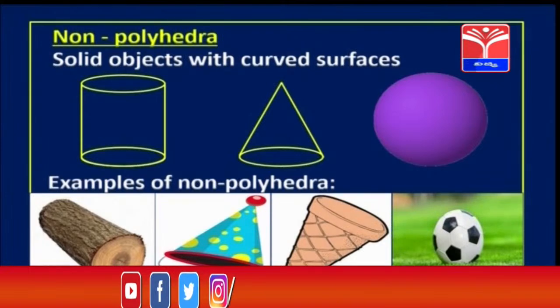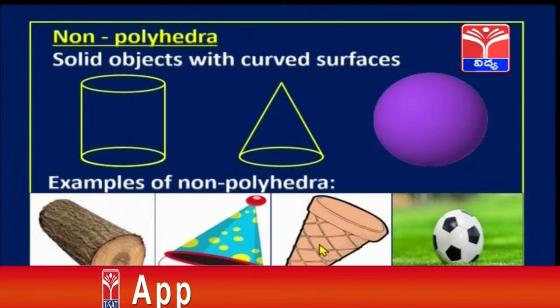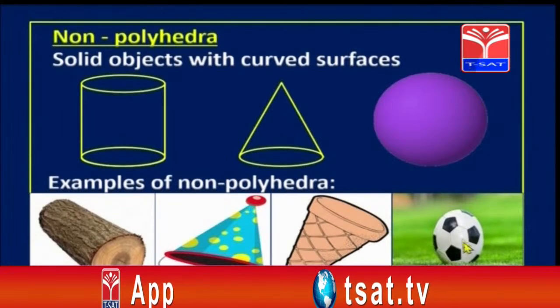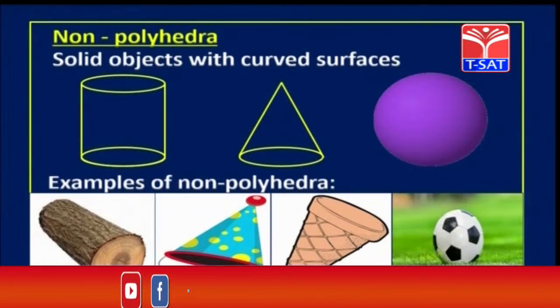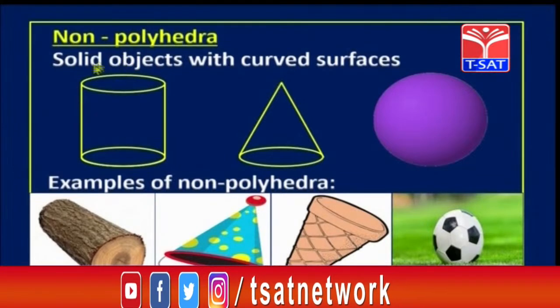Children, first one is wooden log which is in cylindrical shape. Second one birthday cap which is in cone shape. Ice cream cone which is in cone shape. Football which is in sphere shape. See children, these do not have only polygonal faces, these have curved surfaces. So we can call them non-polyhedra.